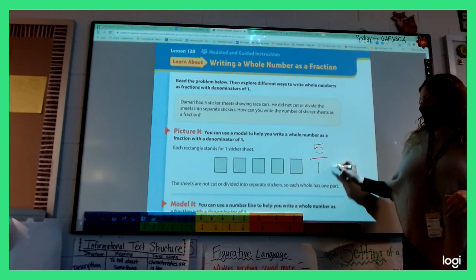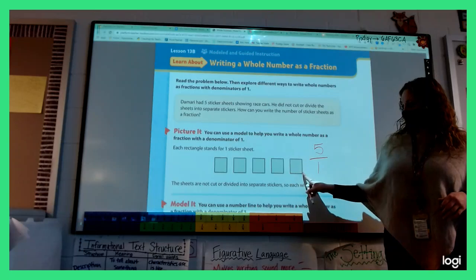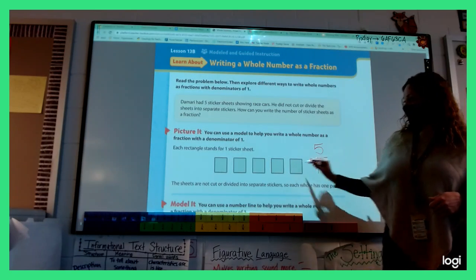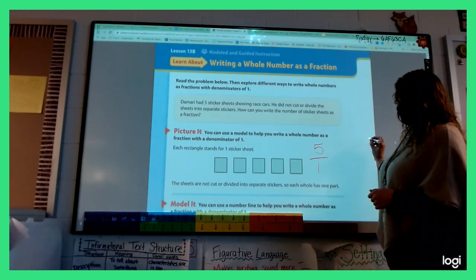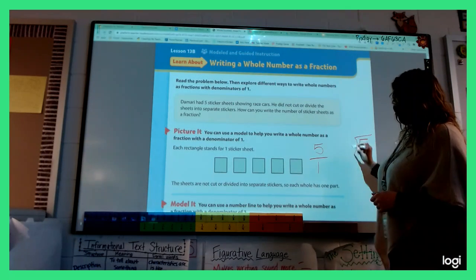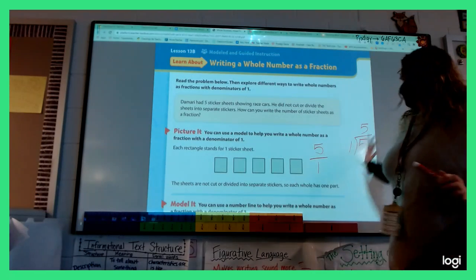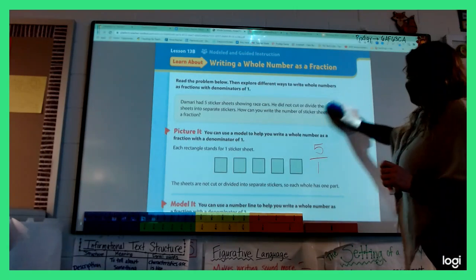Our denominator is always how many pieces our shapes are broken up into. So you can look at a whole shape and say, well, it's in one shape. It's in one piece. And we have 5 of those. Now, we all know this is a division sign. So really what this means is 5 divided by 1, which is 5. We have 5 sticker sheets. You don't need to worry about that. I'm just kind of explaining. In the future, you'll understand that.